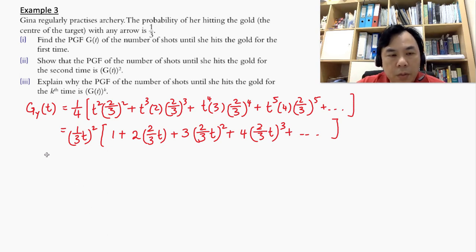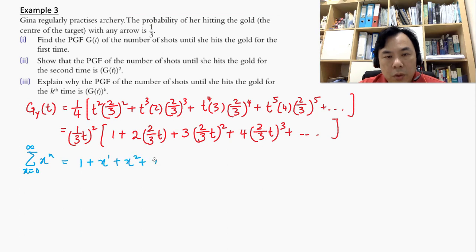Okay, now from the normal geometric series, for instance, x^n, I just use a typical x^n here, from n equals 0 until infinity, for instance, that is basically 1 plus x^1, x^2, x^3, and so on and so forth. Okay, now that's how the summation looks like.